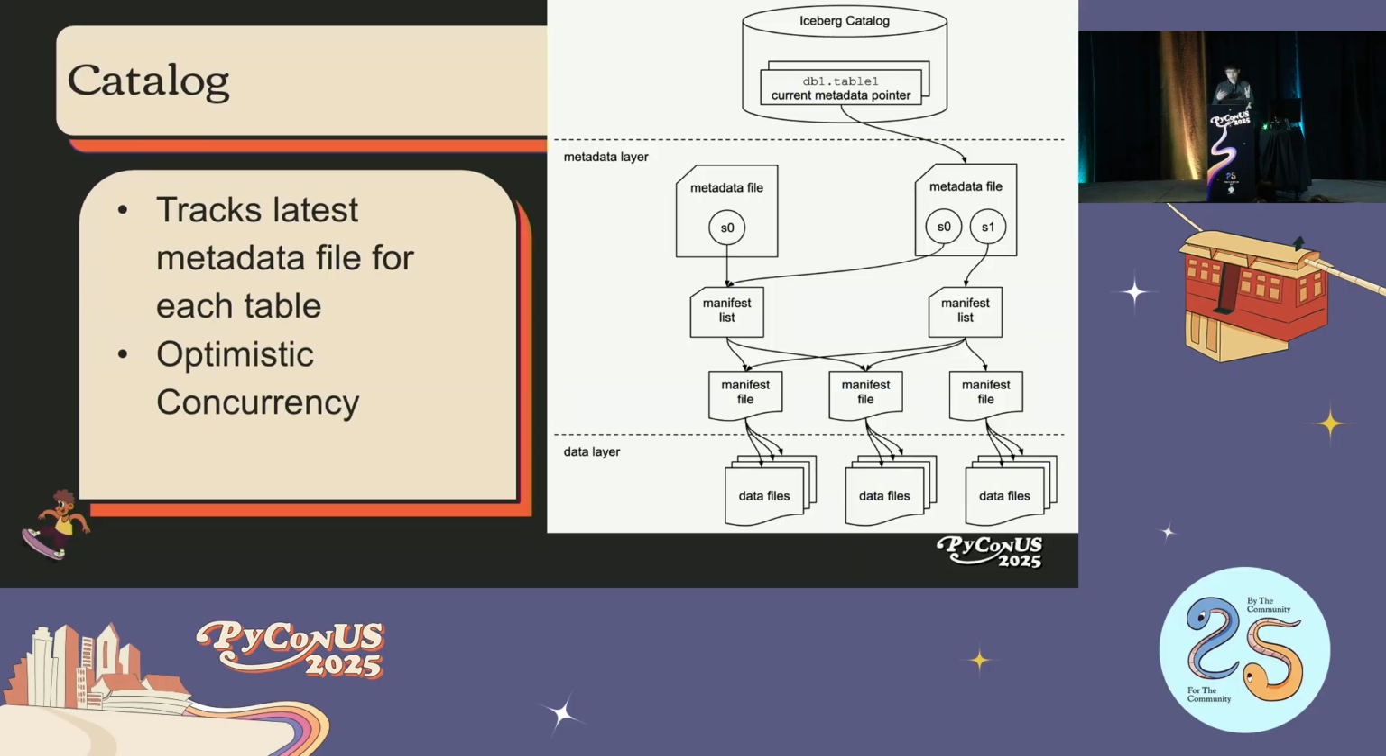And finally, on the top, we have a catalog, which is a server or a service that is responsible for managing and tracking Iceberg tables, pointing to the current metadata file that represents the table's current status. The catalog is also responsible for ensuring that all updates to the table's metadata location are atomic, so we can have optimistic concurrency in the multi-writer case.